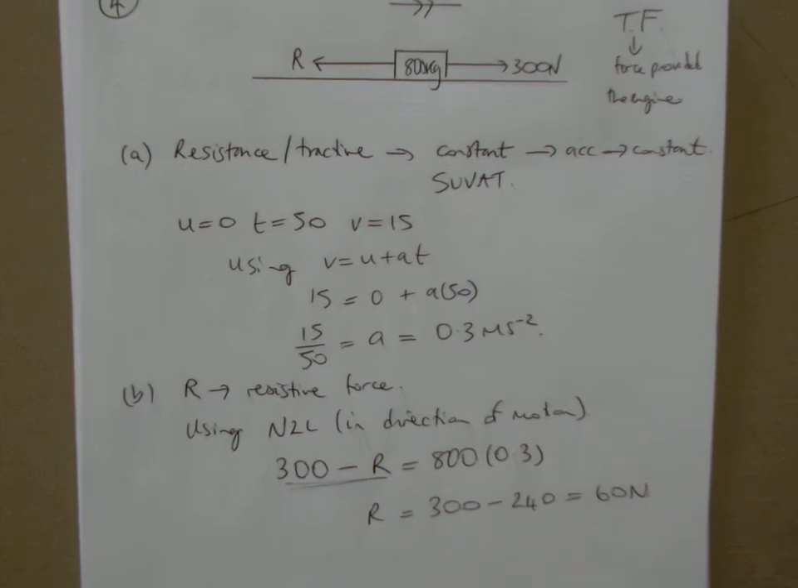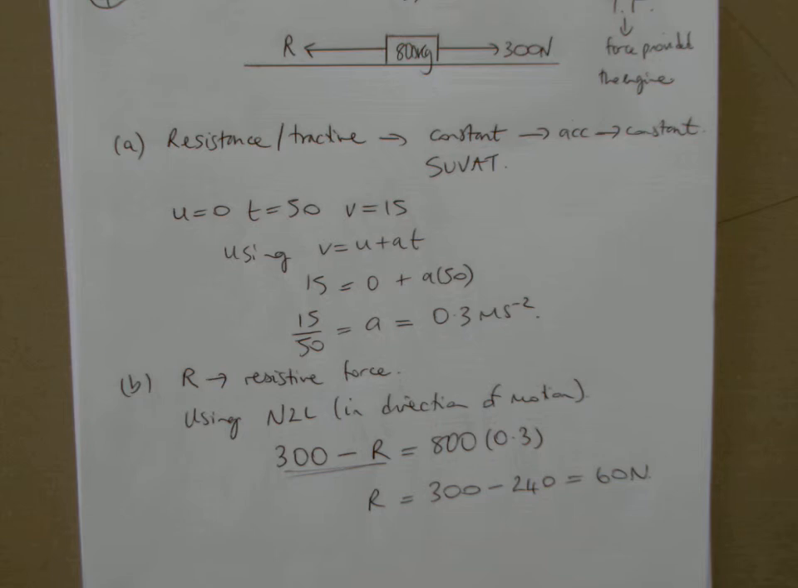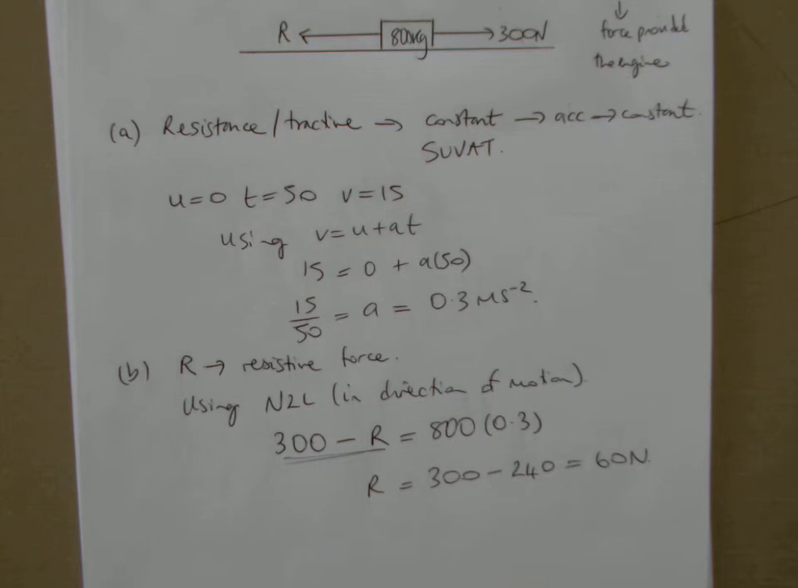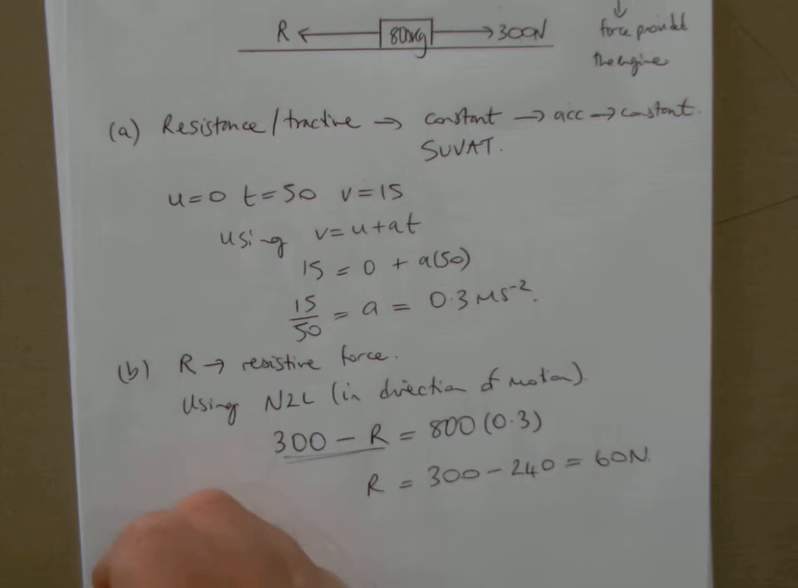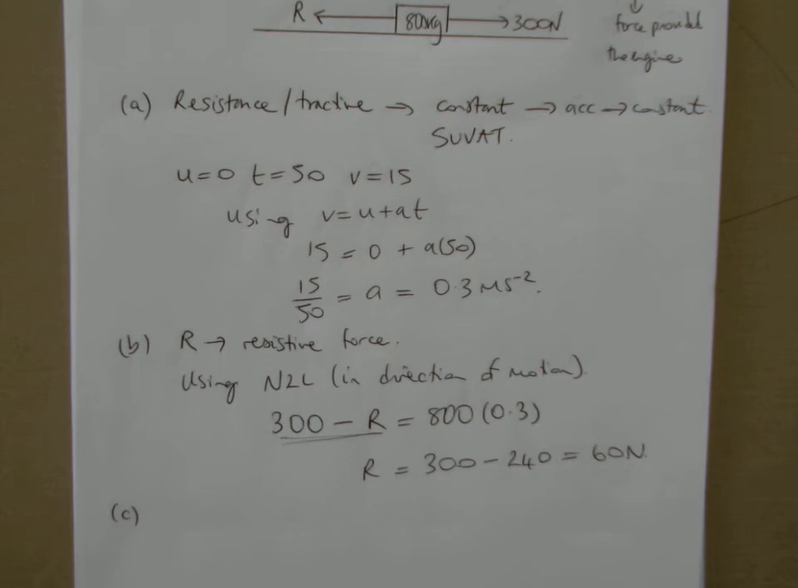Part C then, it says when the car reaches the speed of 15, the engine is switched off and the car is brought to rest by a constant braking force. The total distance covered by the car for the whole journey is 500 meters. Find the constant force exerted by the brakes. This question is worth 7 marks. In this one, we can use a combination of Suvat and Newton's second law.